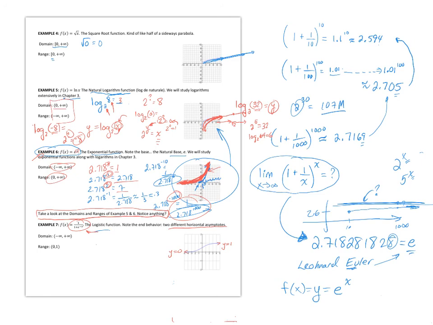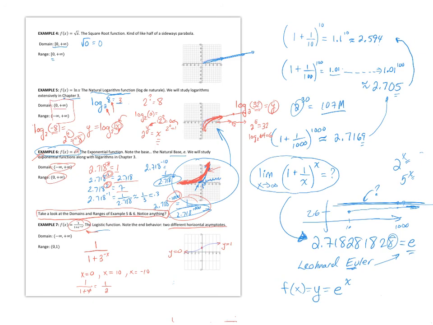But let's use, instead of e, the number 3 as our base. So if we had 1 plus 3 to the negative x power, and let's use 3 data points: x equals 0, x equals 10, and x equals negative 10, just to see what would happen with this thing. So with x equals 0, we'd have 1 over 1 plus 3 to the 0, which is 1 over 1 plus 1, which is 1/2. So when x is 0, we have a y value of 1/2.